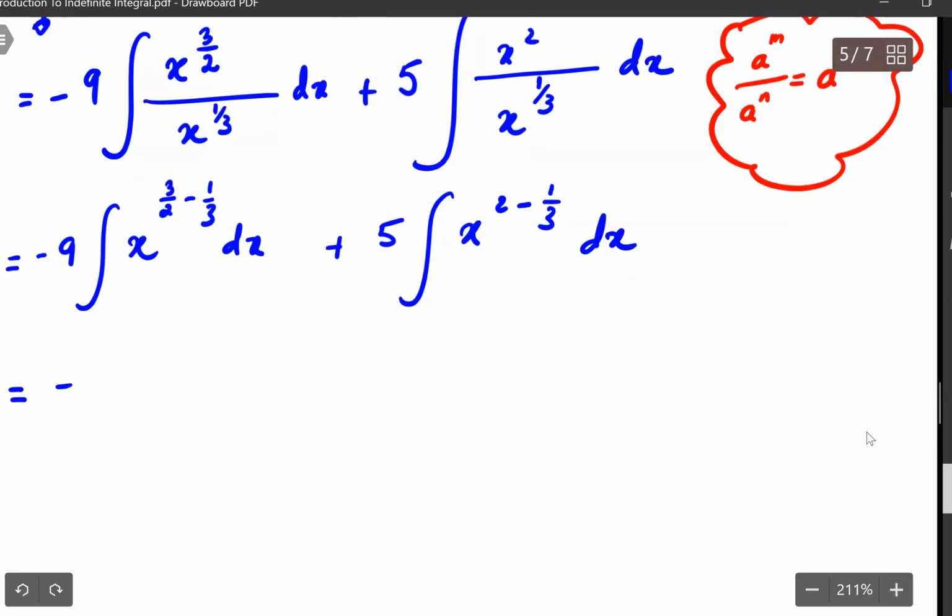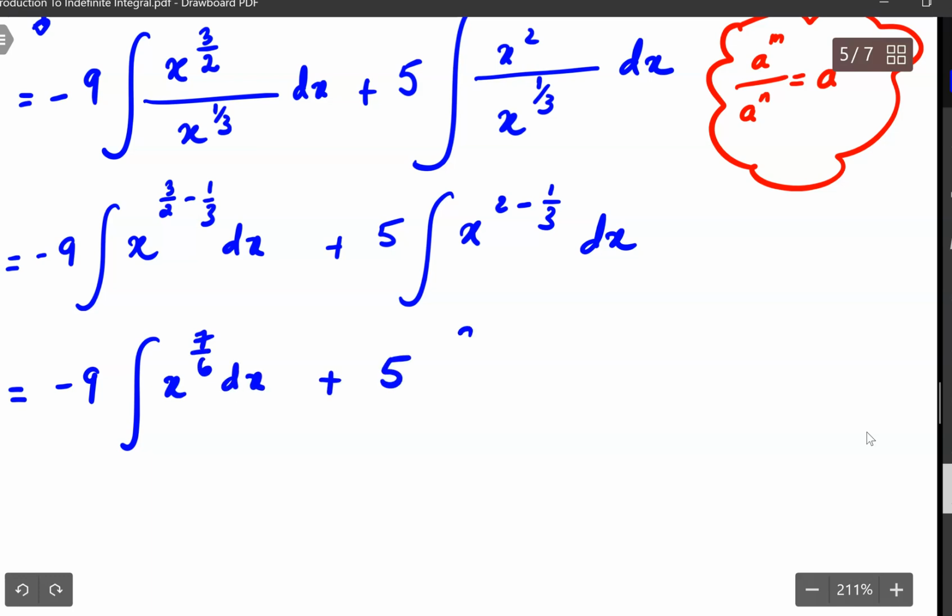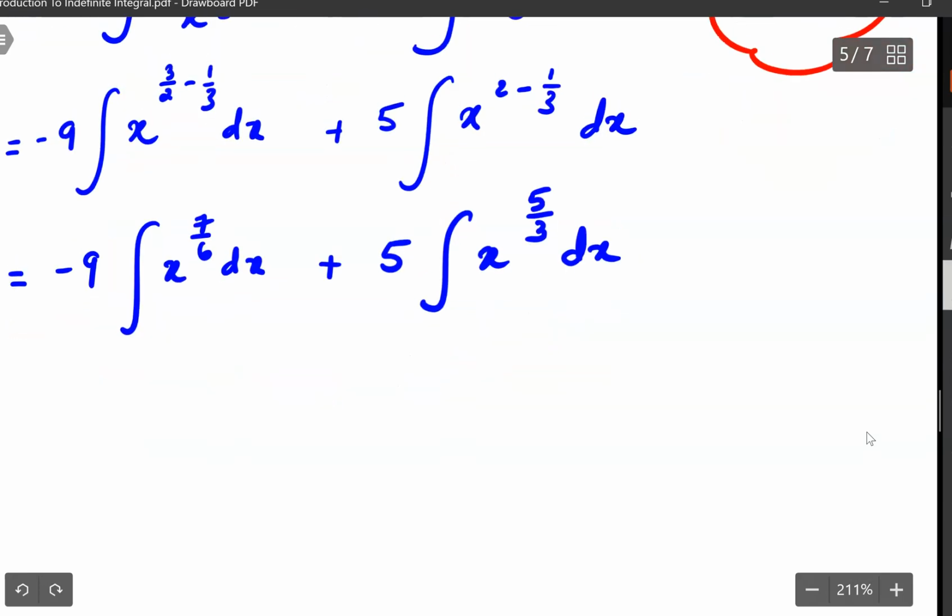So this one I should have -9, and 3/2 subtract 1/3 will give me 7/6 dx. Plus 5 integral of 2 subtract 1/3, I should have 5/3 dx. Now I will remind everyone that 7/6 plus 1 will give me 13/6. So it's 13/6. This one I should have 5/3 plus 1, I should have 8/3.